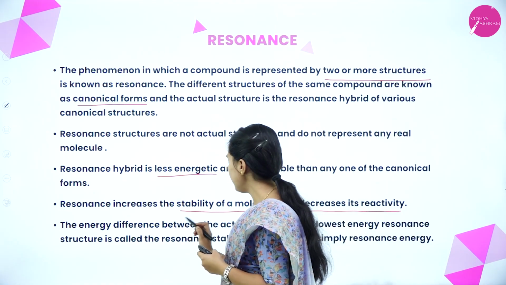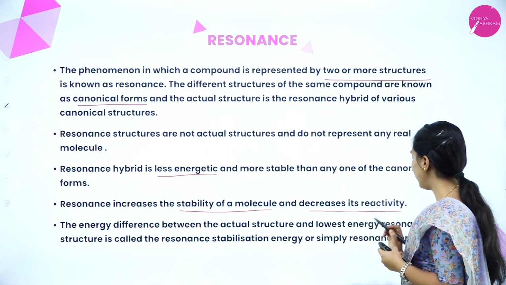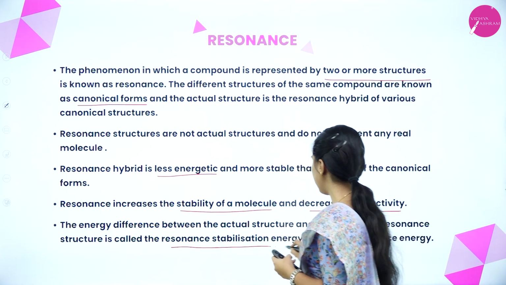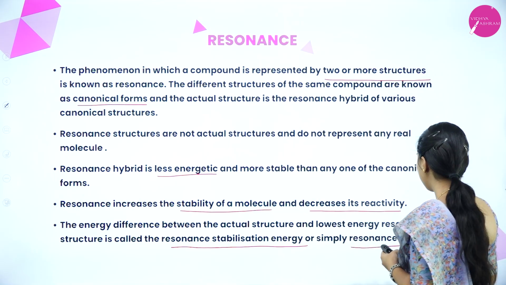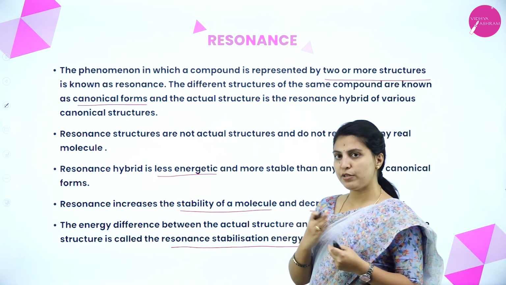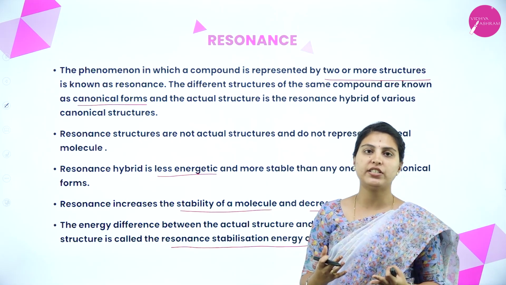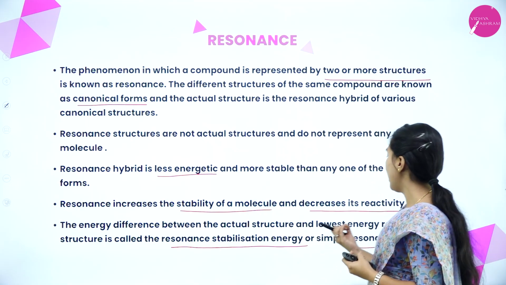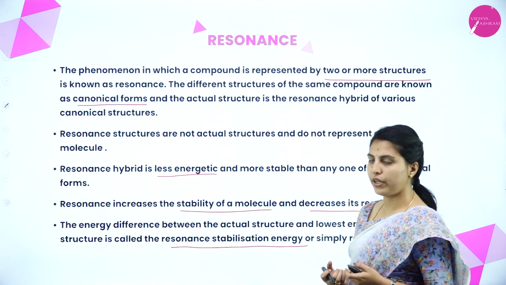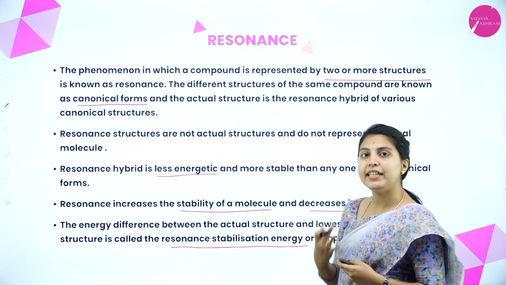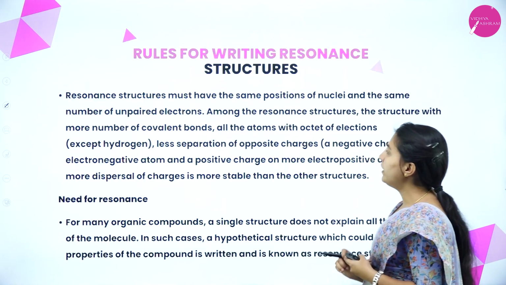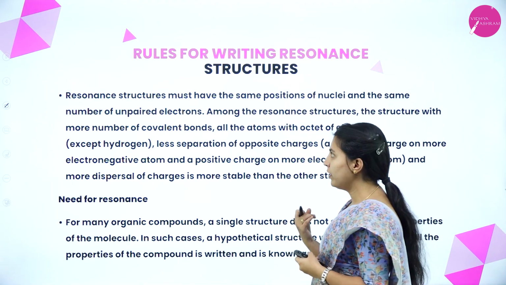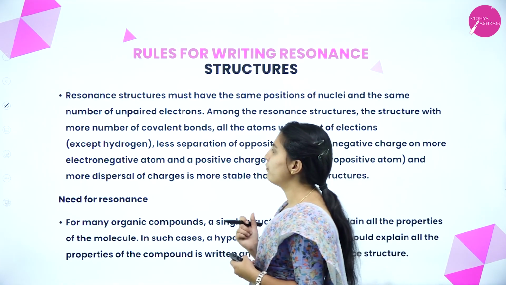The energy difference between the actual structure and the lowest energy resonance structure is called the resonance stabilization energy, or simply resonance energy. The difference between the actual structure and the resonance structure will be called resonance stabilization energy and the resonance energy. Okay, this is the complete introduction part of resonance and the rules for writing resonance structures. How you have to write the different kinds of canonical forms.